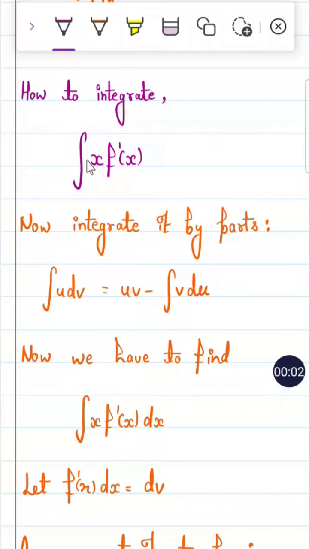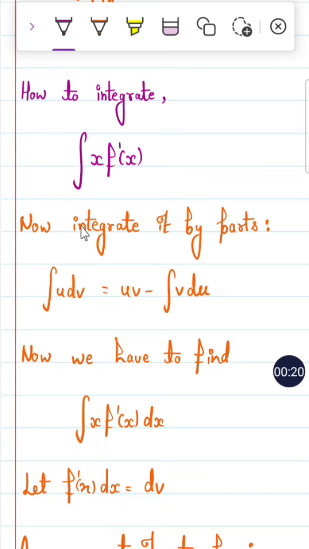Hello friends, today we will discuss the integral of two functions. How do we define the integral of two functions? Because it is the integral of two functions, it is the product of two functions, and the product of two functions is integrated by parts, right?